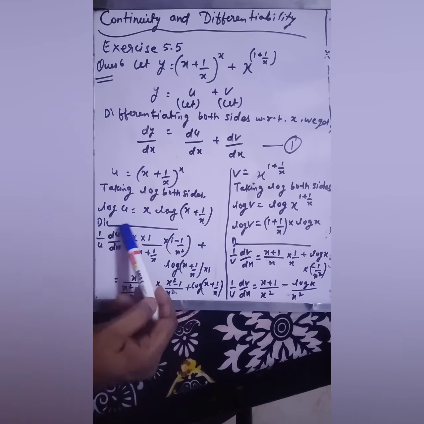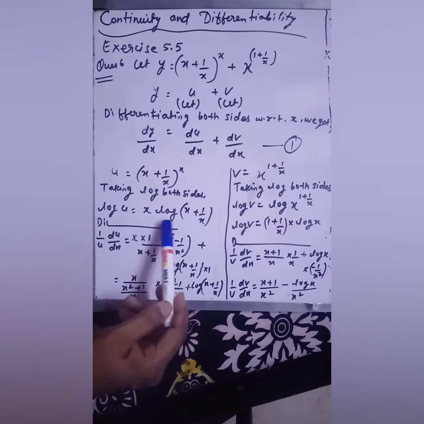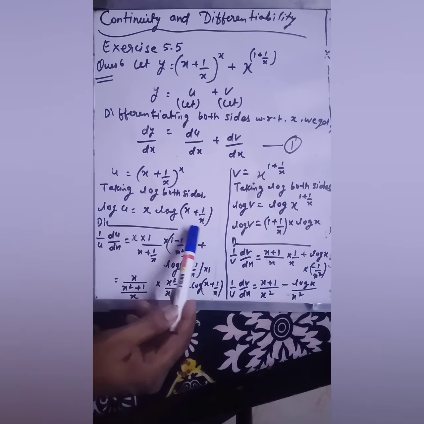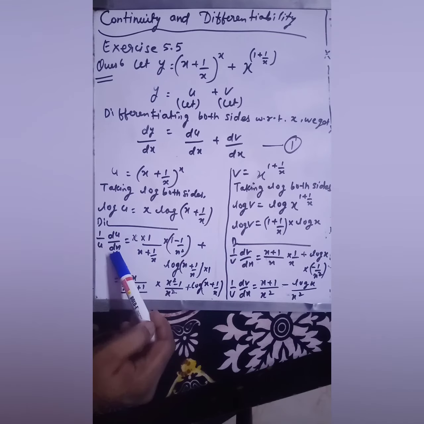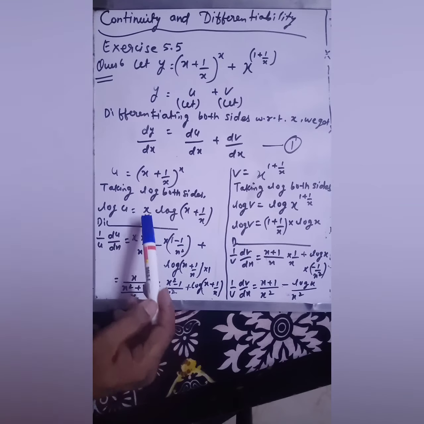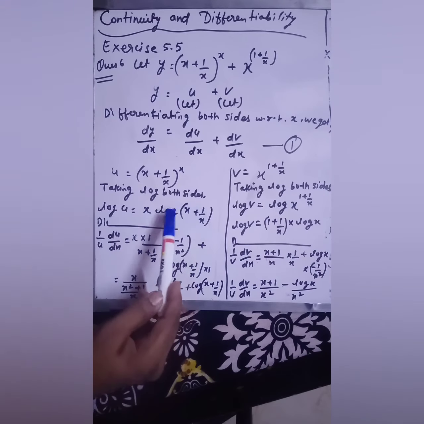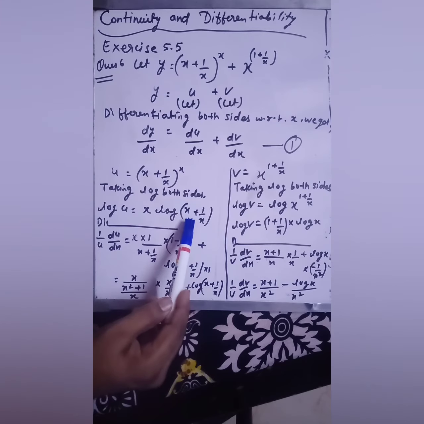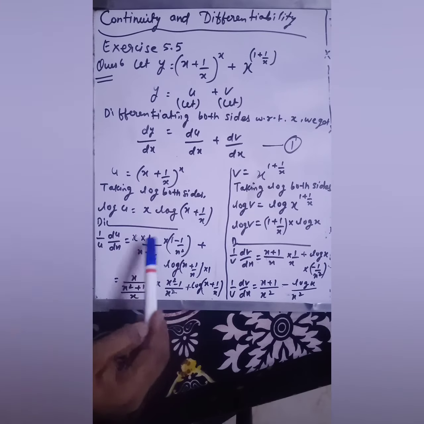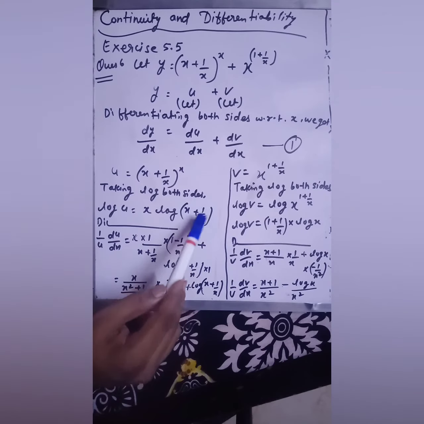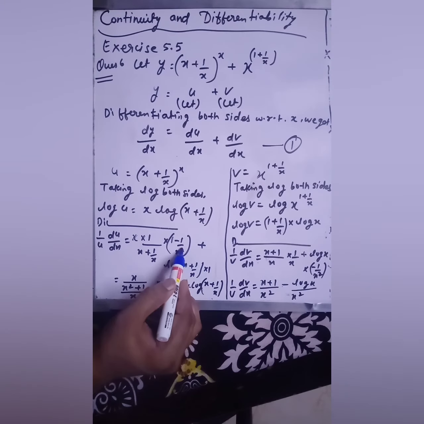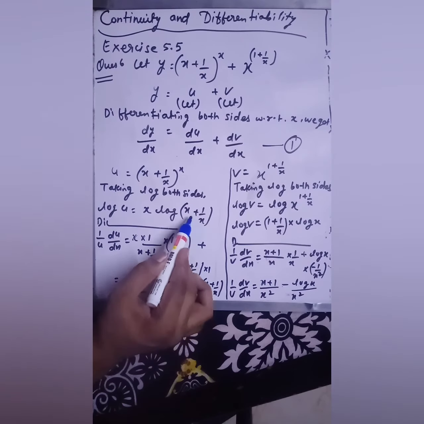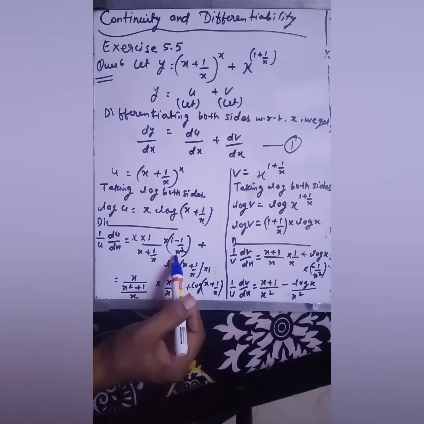So I'm differentiating it. I'm not writing every step here, but you have to write it in the exam. If you differentiate it, you get 1 by u into du by dx is equal to: this x remains the same, and the derivative of log is 1 upon x plus 1 by x, into the derivative of x plus 1 by x, which is 1 minus 1 by x square. This is the derivative of x plus 1 by x.